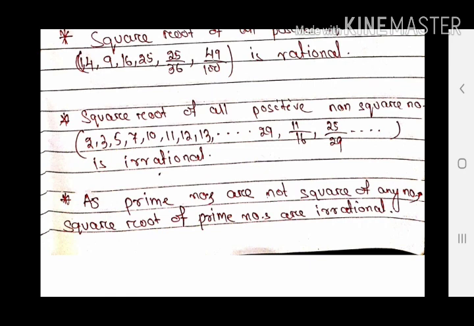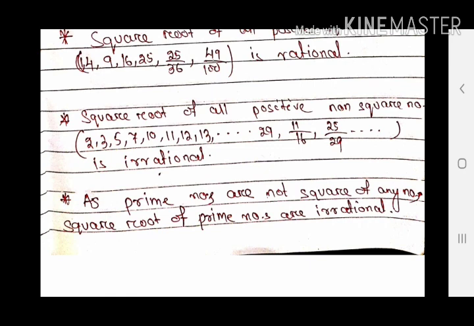So now we have one aspect remaining, square root of positive numbers. Among positive numbers there are two types of numbers, one is square number, another is non-square number. Here square number means perfect square, just like 1, 4, 9, 16, 25, 36, 100, 36 by 49, 16 by 64. So these are the squares of something. The square roots of positive square numbers are rational, and the square root of positive non-square numbers.